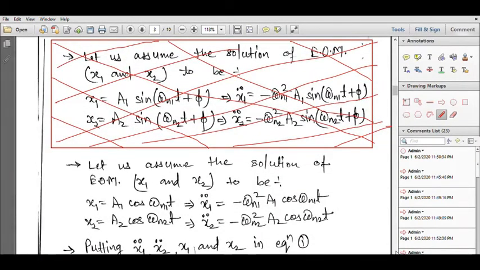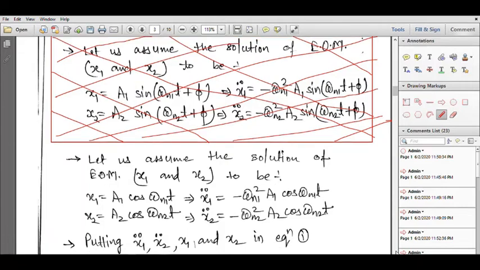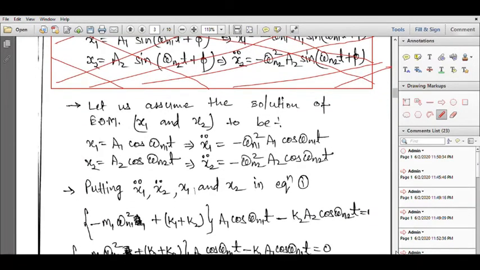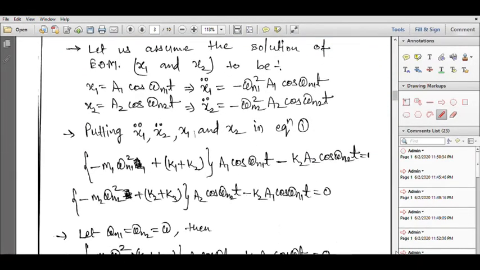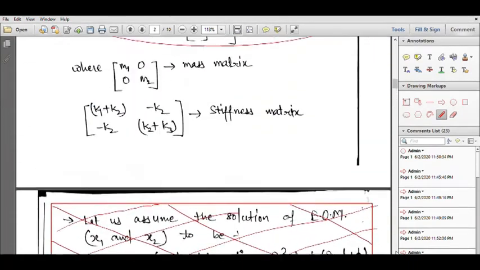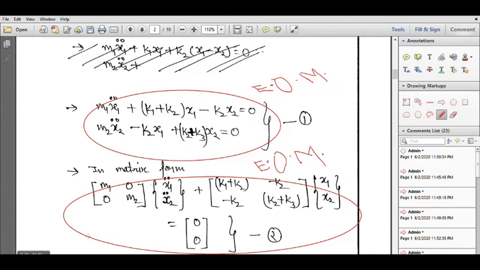Okay, so now leave that. We have done up to the matrix form of the equations of motion. Now I'm going to assume the solution of the equations of motion. Now what may be the solution of the equations of motion? See here, observe equation number 1. Here I have the variables x1 and x2. In this equation also I have the variables x1 and x2. So the formula of x1 and x2 will be the solution of the equations of motion.